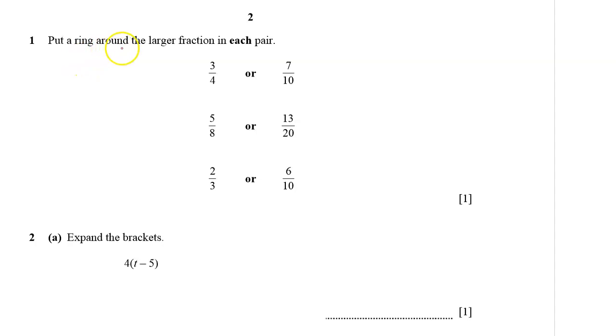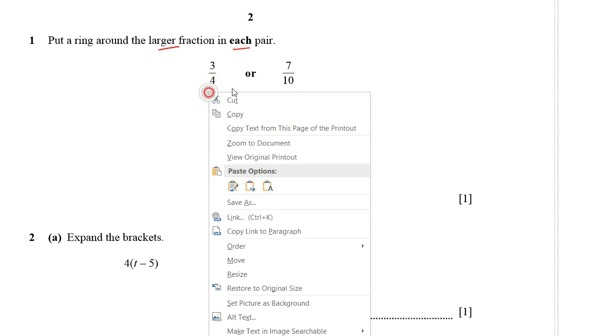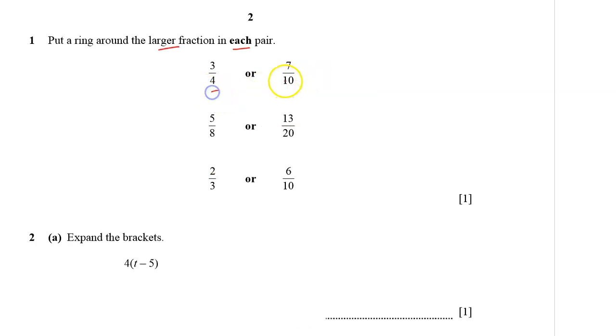Question number one, put a ring around the larger fraction in each pair. Of course, to get to know which is the larger of the two between 3/4 and 7/10, you can change these fractions into decimals, or you can convert them into fractions. I'll change them into decimals.